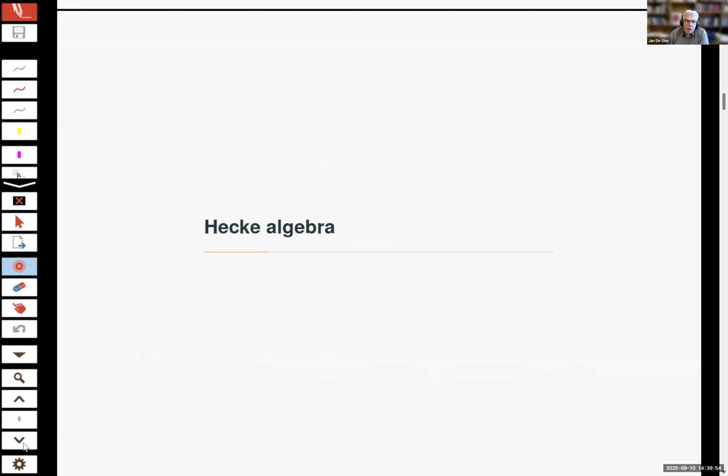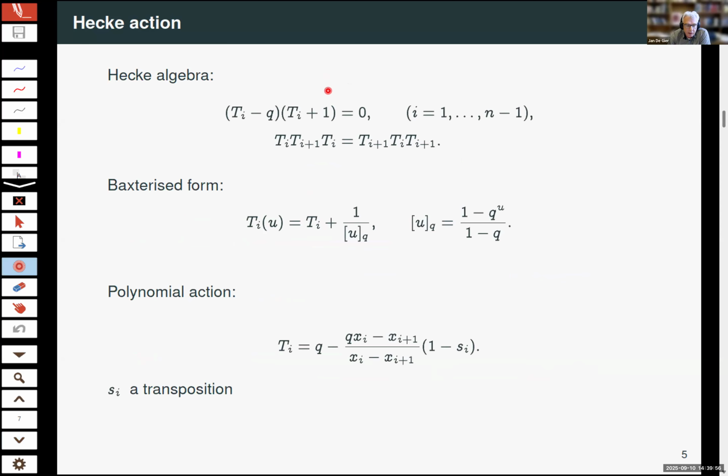For that, we will need the Hecke algebra, and everyone would have seen this in this audience. So the Hecke algebra is a deformation of the symmetric group, where the quadratic relation is replaced by this relation, and there's a parameter q that appears here. And aside from the quadratic relation, there's the braid relation, or I guess many of you will recognize it as the constant Yang-Baxter equation here.